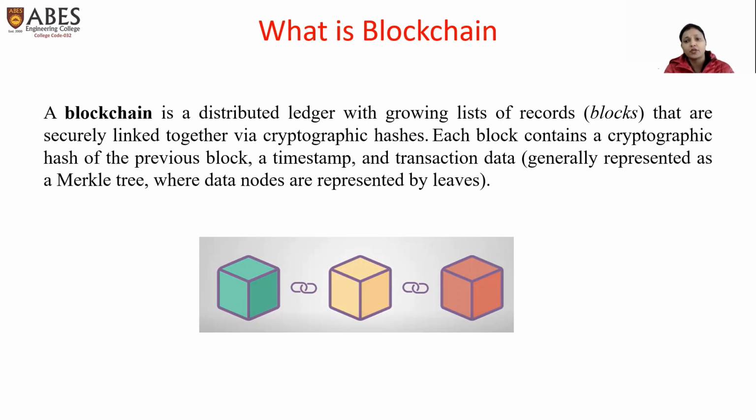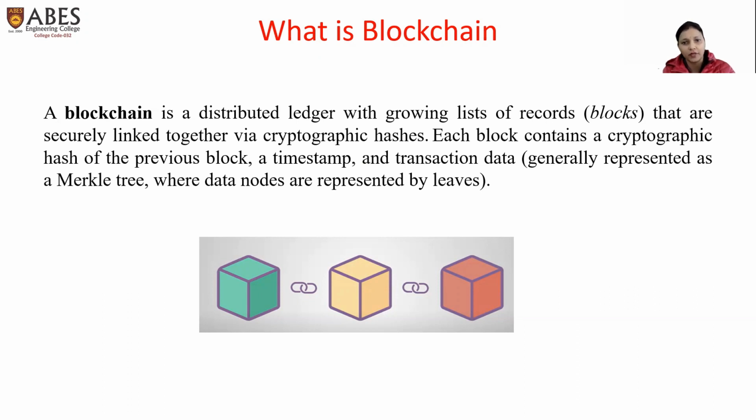Each block contains a cryptographic hash. As I already discussed, a block has two parts. The first part is the block header, and the second part contains the data of the transaction or the information. So the block header has different values in it. The block header has the hash value of its own, and it also contains the hash value of the block which is previous to itself. It also has a timestamp value. The timestamp contains the time at which this block is mined and added to the blockchain.